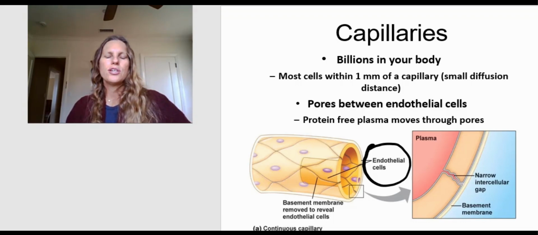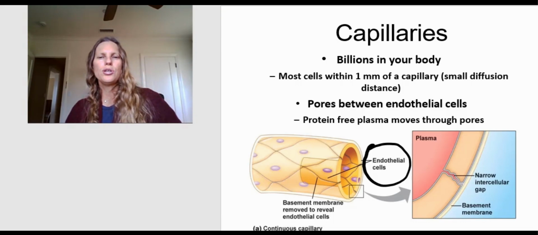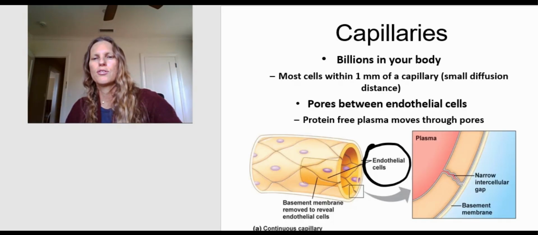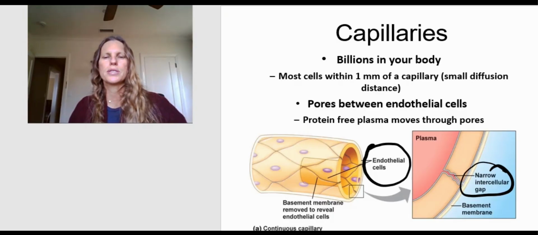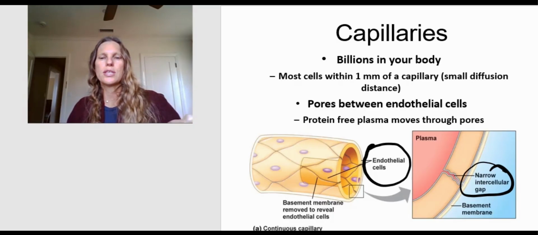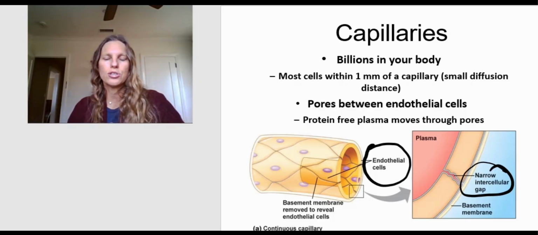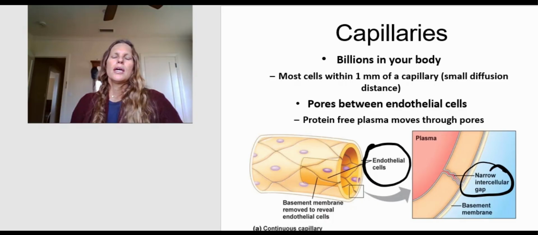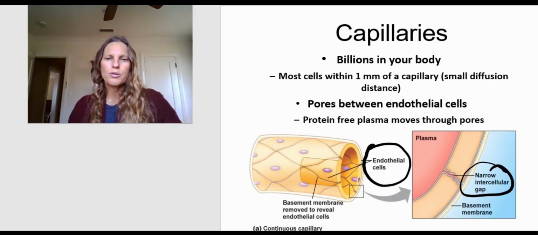We know that even in our continuous capillaries, there are little spaces between those individual endothelial cells, and that's what you can see here. There are these little narrow intercellular gaps. And that little gap allows for things like water and really small things to move across that capillary wall. And of course, anything that's lipid soluble is going to be able to diffuse right across the capillary wall. So these pores between our endothelial cells allow for the transport of protein-free plasma. And the reason why protein doesn't go is because proteins are too big.